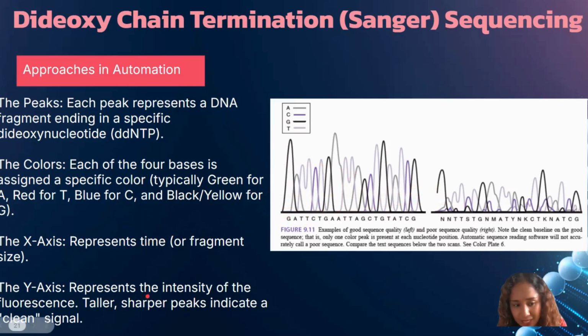And while the y-axis represents the intensity of the fluorescence, the taller, the sharper peaks indicate a clean signal. Okay? So once you are seeing big, high peaks, that is a good sequence quality. While on your right, this is a poor sequence quality. So the baseline on the good sequence, there is only one color peak present at each nucleotide position. Automatic sequence reading software will not accurately call a poor sequence.